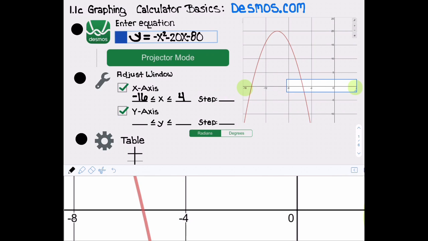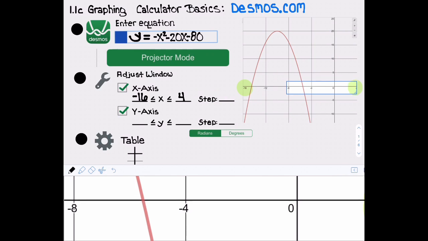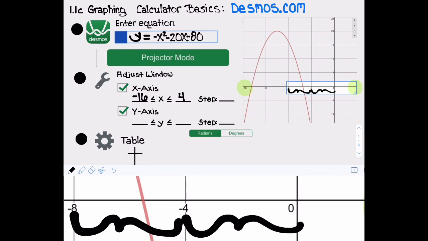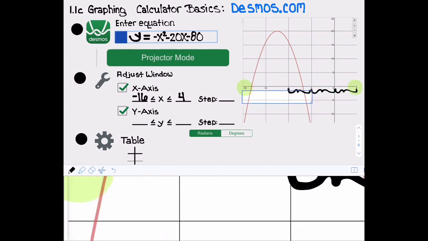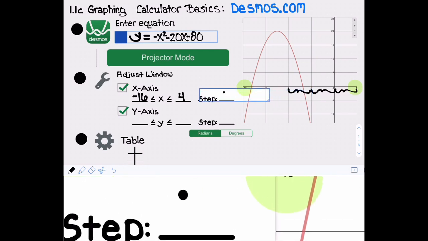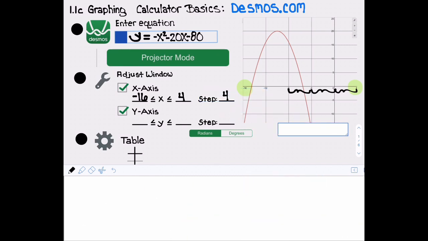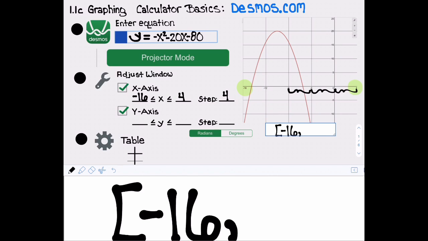The step is the distance between these numbers. So in between on the x-axis, they're counting by 4. So the step is 4. The notation that you would see when you're not using Desmos for this is a bracket, -16, comma, 4. Just saying that our x-axis has been drawn from -16 to 4.